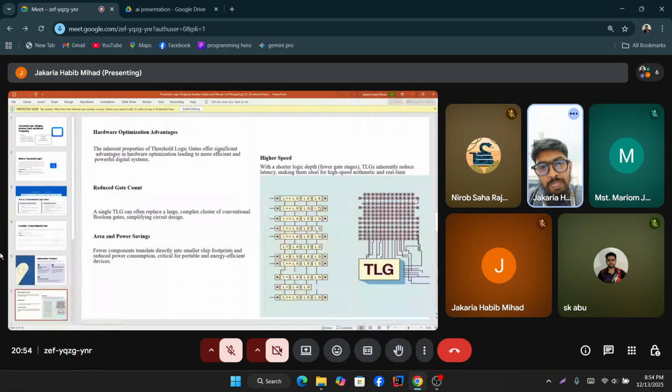Overall impact: it reduces design complexity, simplifies connections, and greatly increases processing speed across many fields.